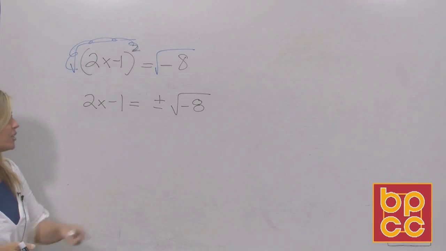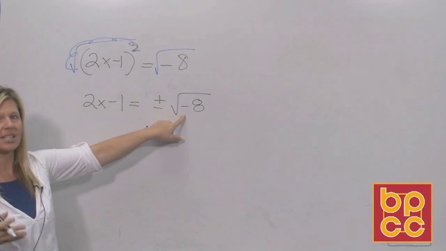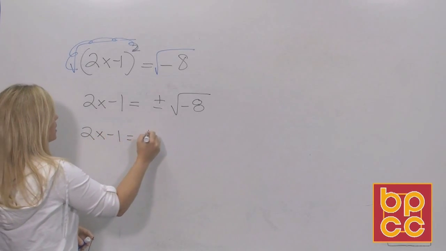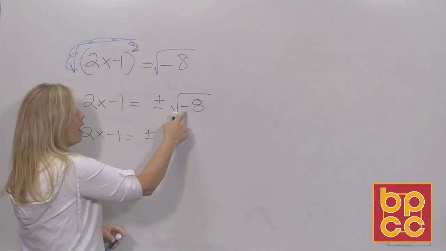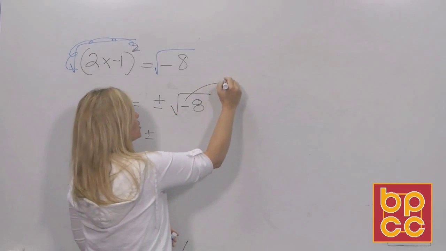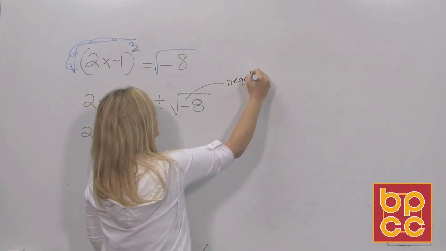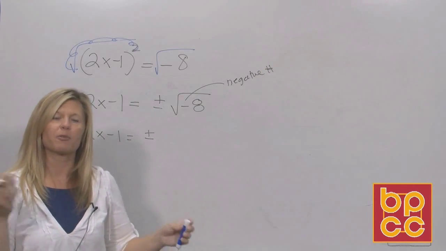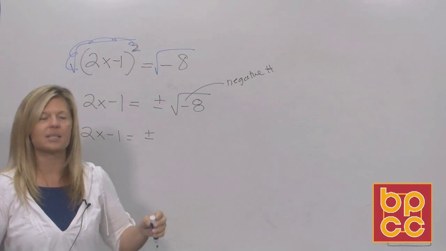Now we talked about this. You can't leave a square root unless it's broken down. So 2x minus 1 equals plus or minus. Uh-oh, what do you notice? This square root is a negative number. And we've already discussed this. The square root of a negative number from Module 3 is not a real number, it's imaginary.